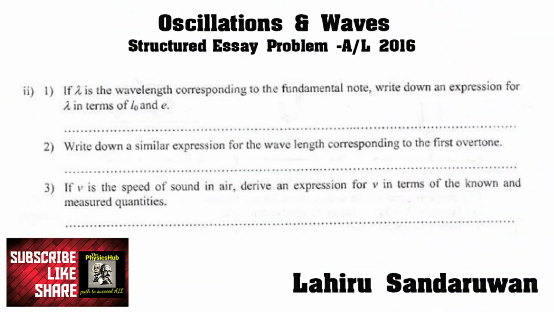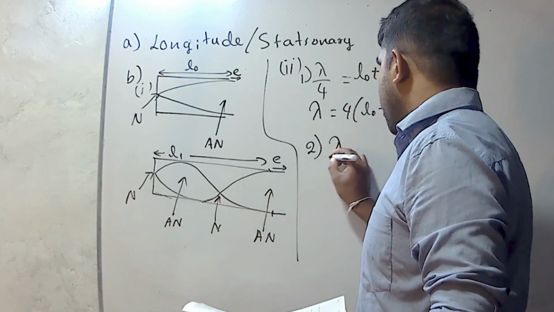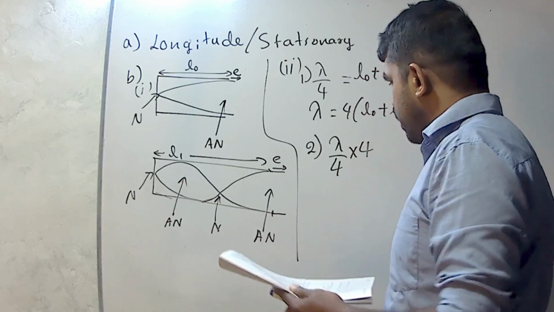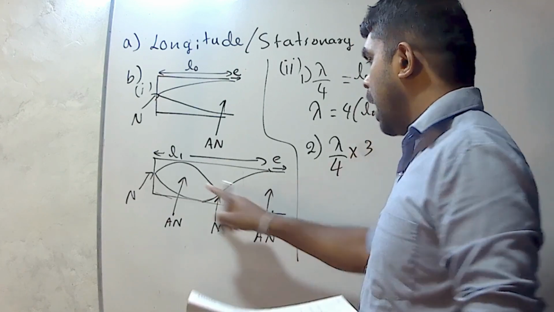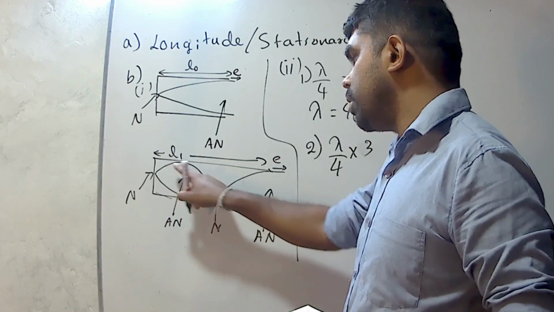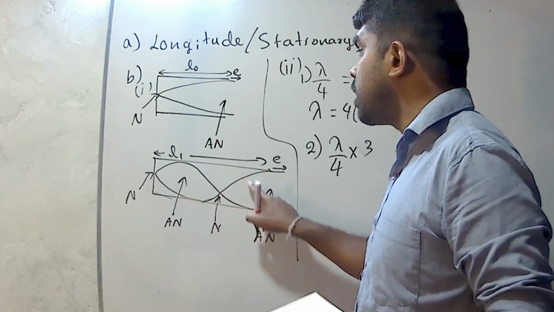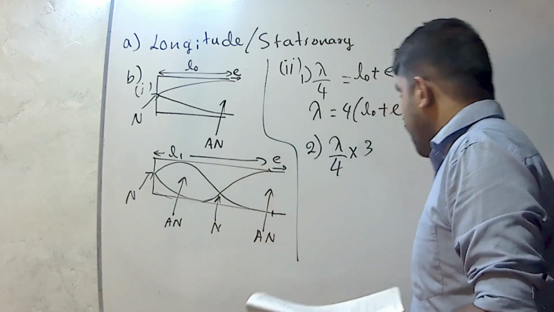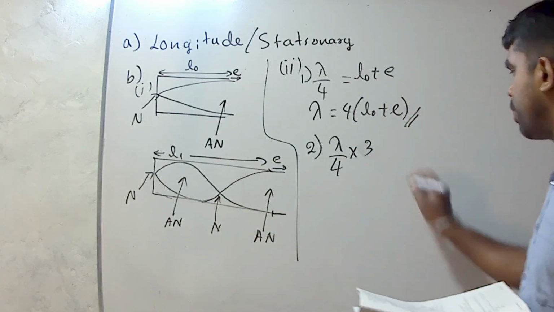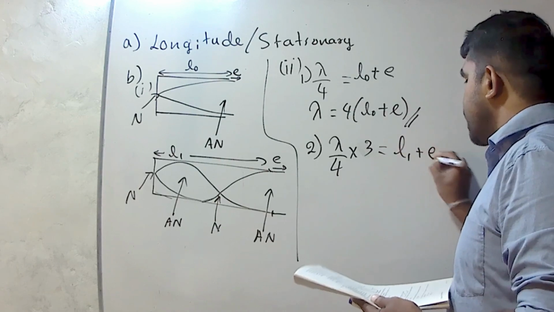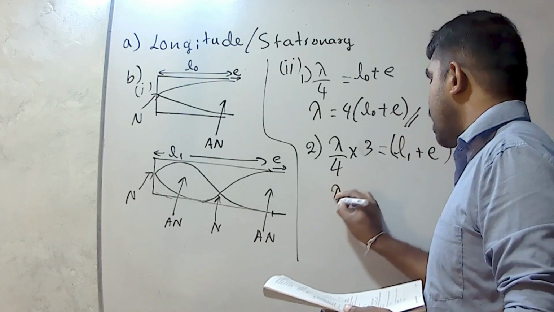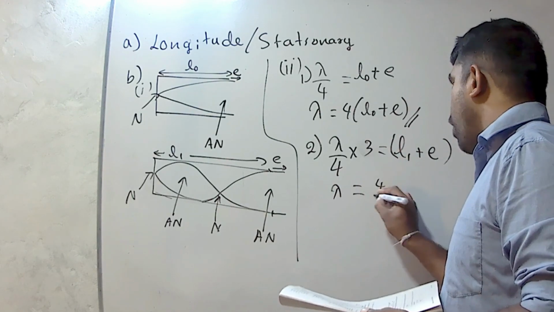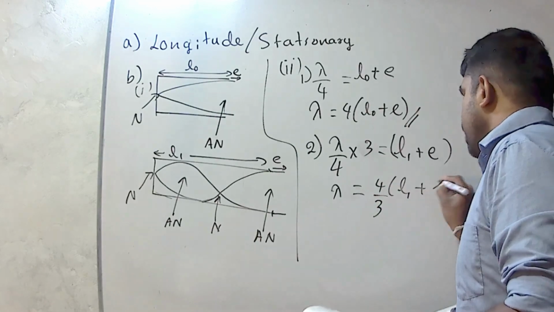Then second part, write down a similar expression for the wavelength corresponding to the first overtone. For the first overtone, lambda over 4 times 3. There are three parts like this. Lambda over 4 into 3 should equal L1 plus E. Then we can write lambda equals 4 over 3 times L1 plus E.